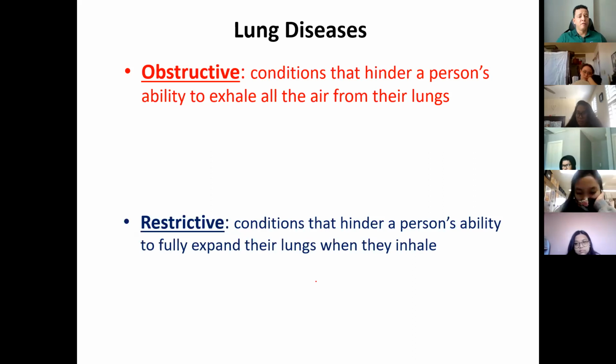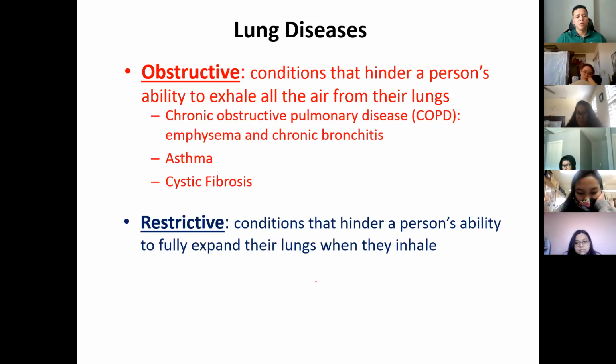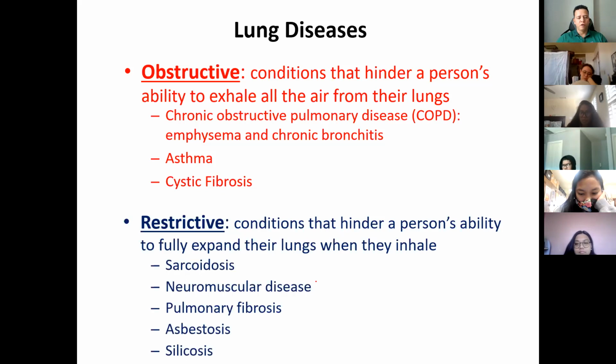A few examples of obstructive and restrictive conditions: COPD, chronic obstructive pulmonary disease, asthma, cystic fibrosis, emphysema. These are all examples of obstructive lung diseases in which you can't fully exhale. Among the restrictive includes sarcoidosis, neuromuscular diseases, pulmonary fibrosis, asbestosis, and silicosis. All of those lead to damage in the lung tissue in which the individual cannot fully expand their lungs.